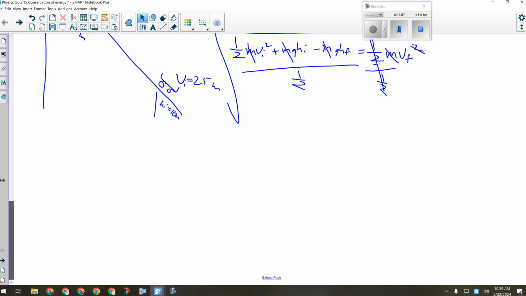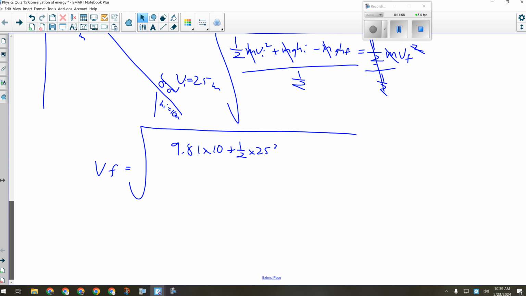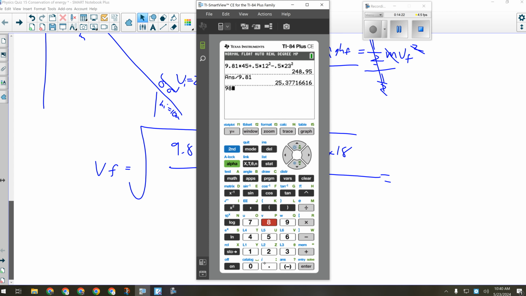All right, so now I need to put in my numbers here. So VF will be, okay, 9.81 times 10 plus 1/2 times 25 squared minus 9.81 times 18 divided by 1/2 all square rooted. Okay, so 98.1, I'm just going to put that in there. Okay, plus 0.5 times 25 squared minus 9.81 times 18 divided by 1/2 square rooted.